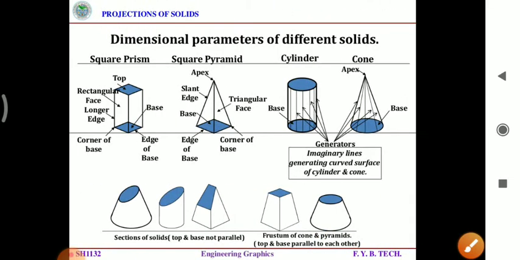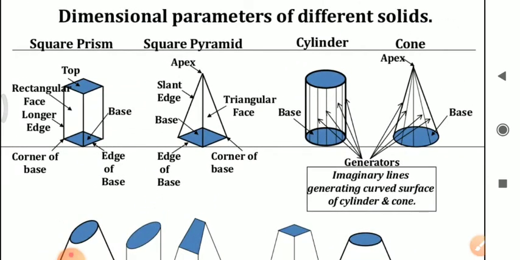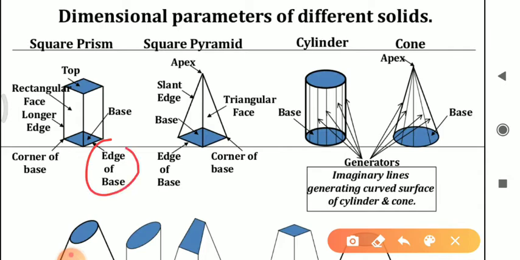So next, coming to the dimensional parameters of different solids. Same way as what I explained. Here he has shown the dimensional parameters. What are dimensional parameters? We'll see now. See here, I have shown a prism: the top and bottom are the base, and this is called the edge of the base, the corner of the base. This is the longer edge. This is a rectangular face. So these are important.